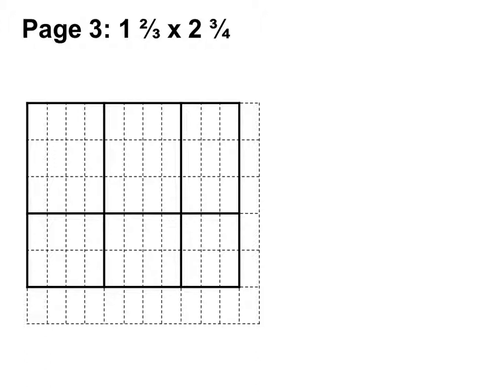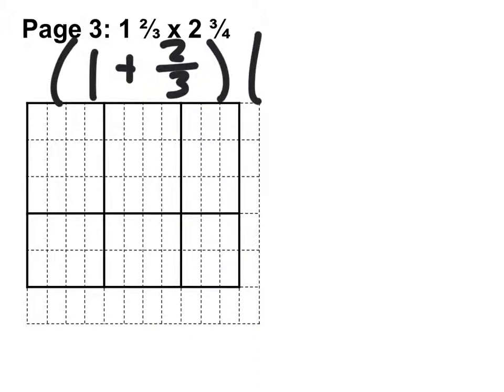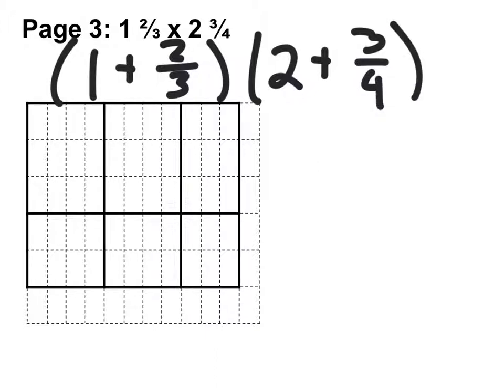So instead of the traditional algorithm, let's think of this sort of like the distributive property. So in an algebra class, you probably called this foiling. So when we break this up, let's think of this as 1 plus 2/3 times 2 plus 3/4. And so now I'm going to distribute. So when I distribute, I know that every number inside of each parentheses has to hit every other number. So I know that the 1 has got to multiply by the 2, and the 1 has to multiply the 3/4.